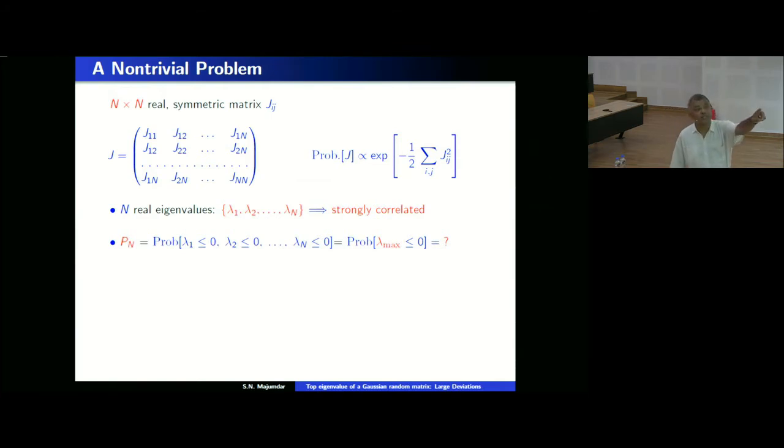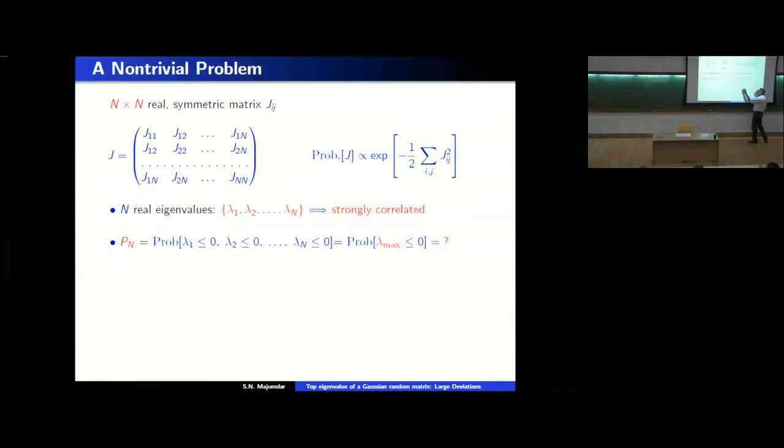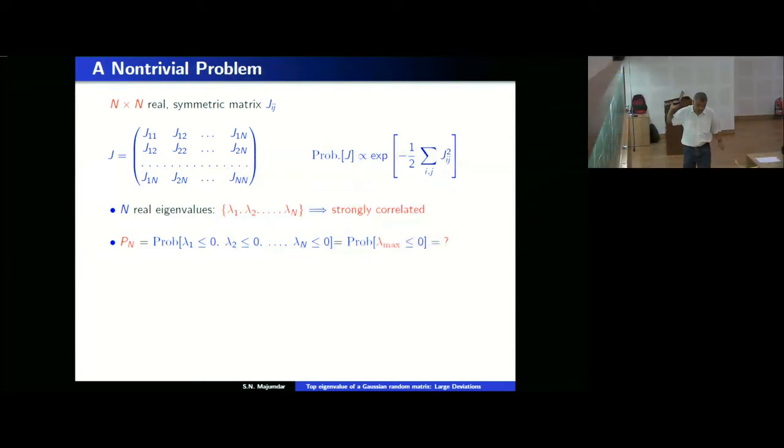Notice that this is the same question as the probability that the largest eigenvalue is negative, right? Because if all the eigenvalues are less than 0, necessarily lambda max, the maximum of them, is less than 0. And similarly, if the largest eigenvalue is less than 0, that means all the eigenvalues have to be negative. So this event here is exactly the same event as this. Now this is a very simple question. You can just do it on your computer in 2 minutes.